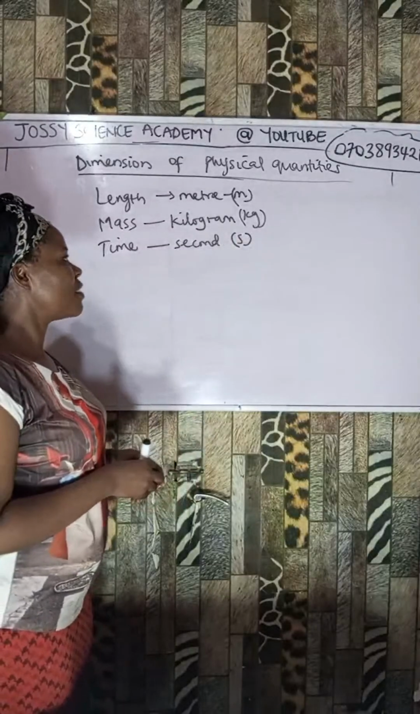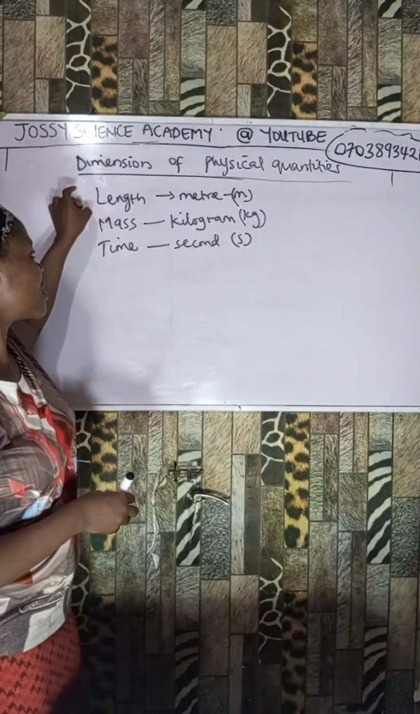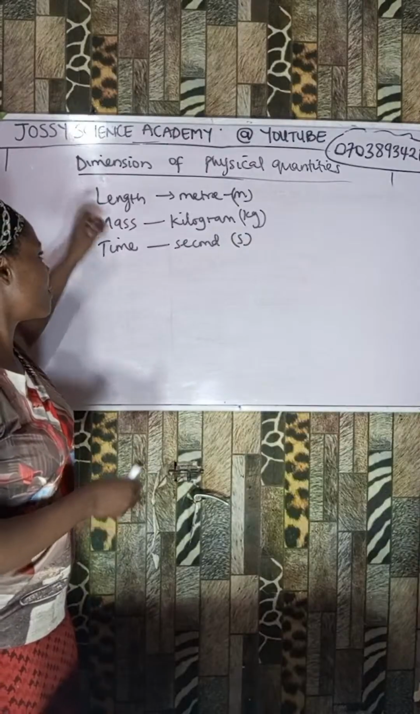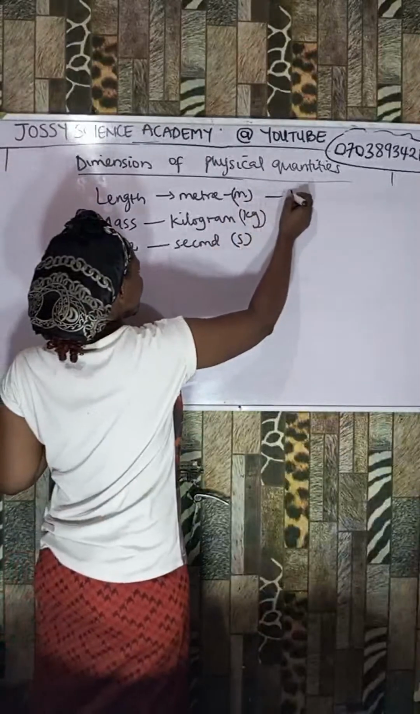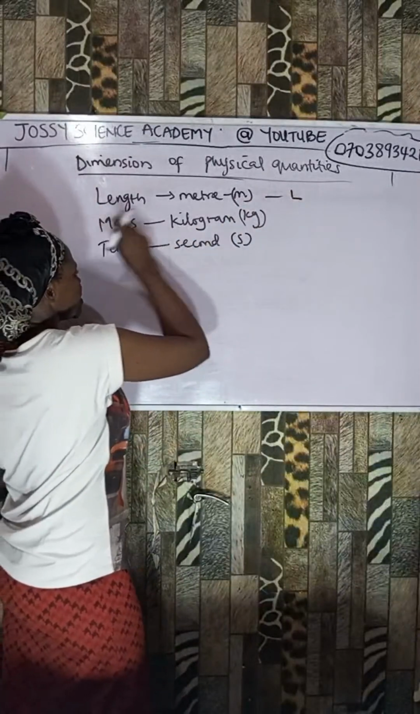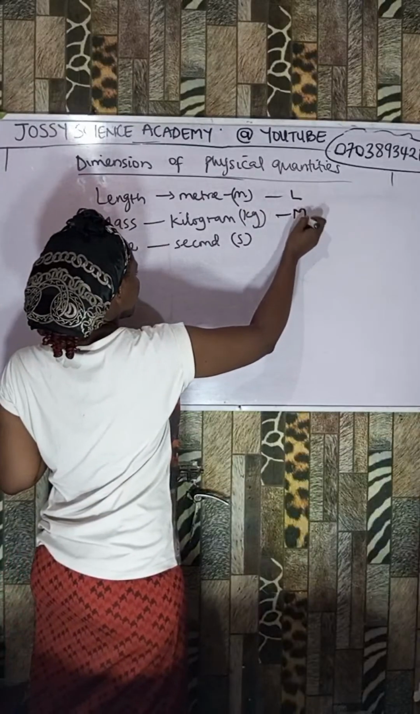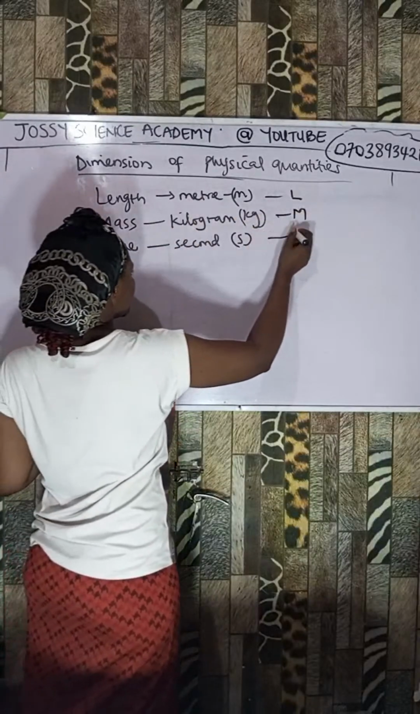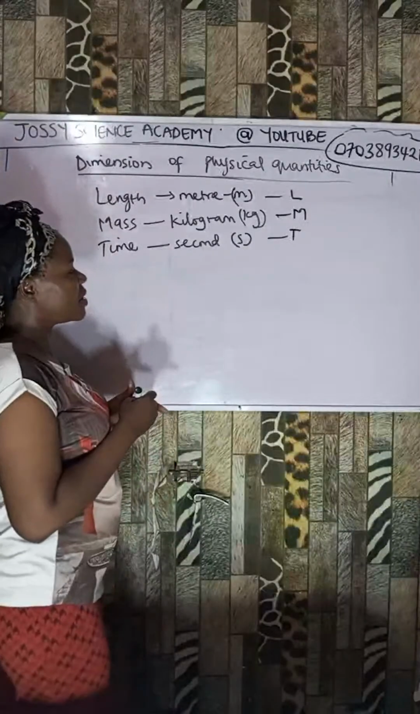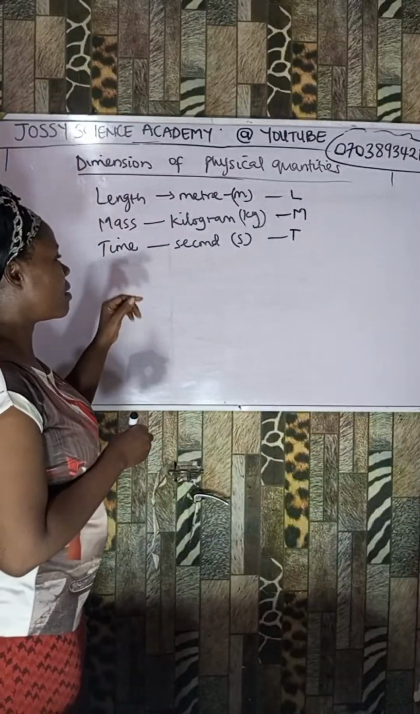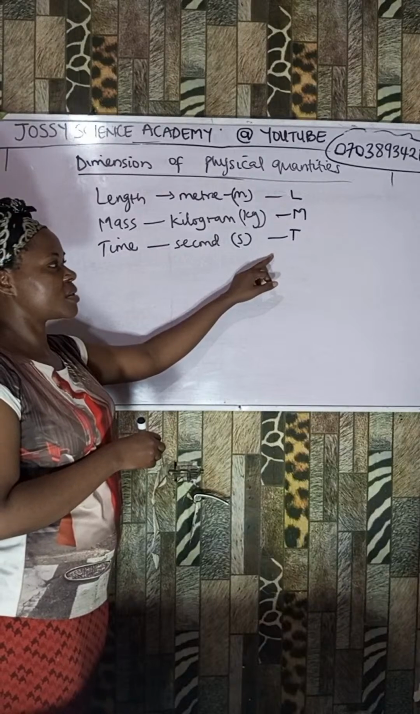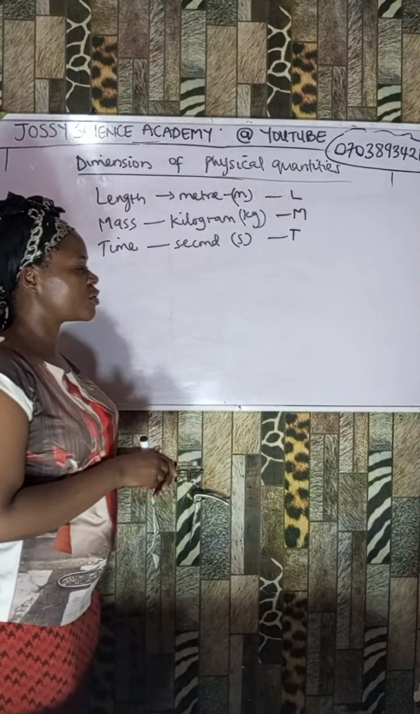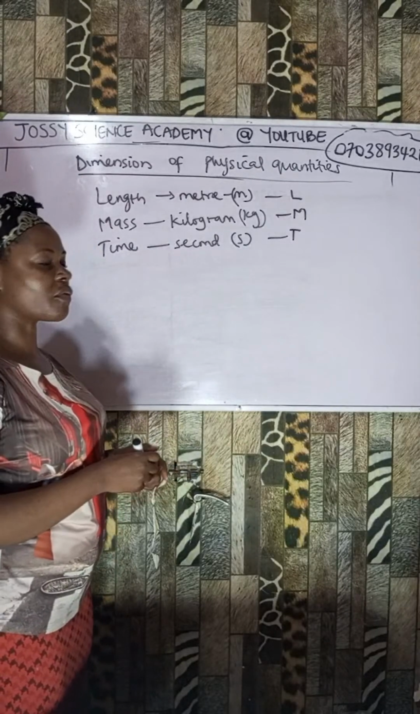For us to write the dimension of this quantity, we are going to use the first letter, which is L. So here the dimension is what? L, right? Here the first letter is M. You just put M. This one is T. So the dimension of length, mass, and time is L, M, T. Do you understand? So that is the first thing you are going to note before I can get the dimension of other quantities.